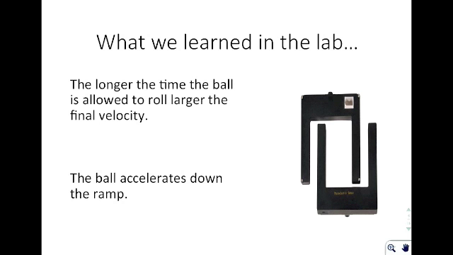Now, what we learned in the lab. We learned that the longer the time the ball was allowed to roll along the floor, the larger the final velocity. So you have a ball, and if it's allowed to roll down that ramp for a longer period of time, the longer it's able to roll, the faster it's going to be going. We also know that the ball accelerates down the ramp. So in other words, it gets faster and faster and faster as it moves down the ramp.